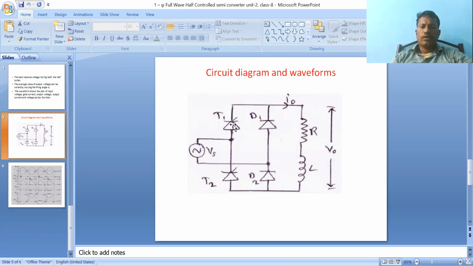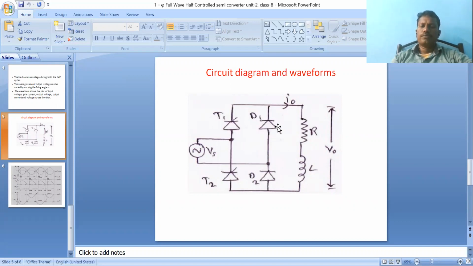It has one limb with T1, T2 and the second limb with D1, D2, so it is also called an asymmetric configuration. These two diodes are uncontrolled and these two switches are controlled, so it is also called a semi-controlled converter. It is a full wave, full bridge converter.